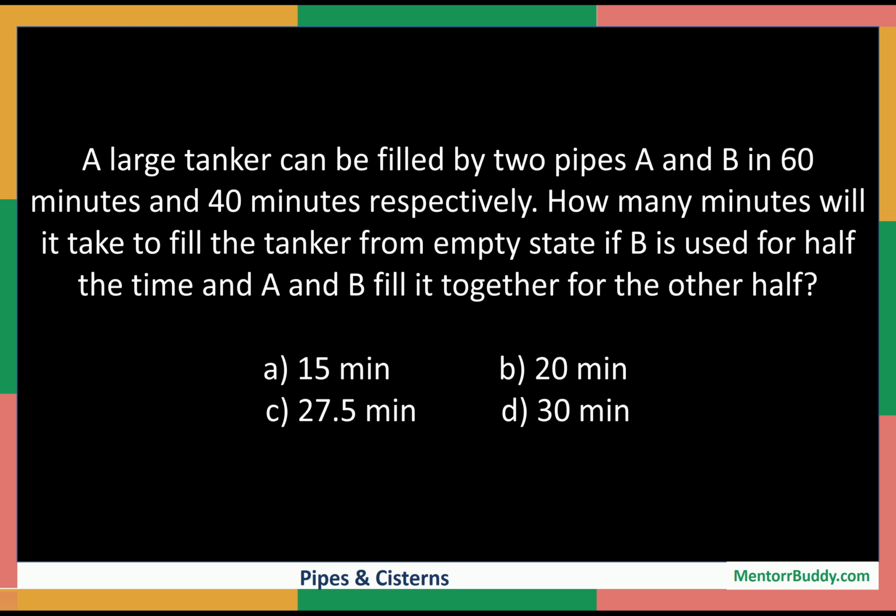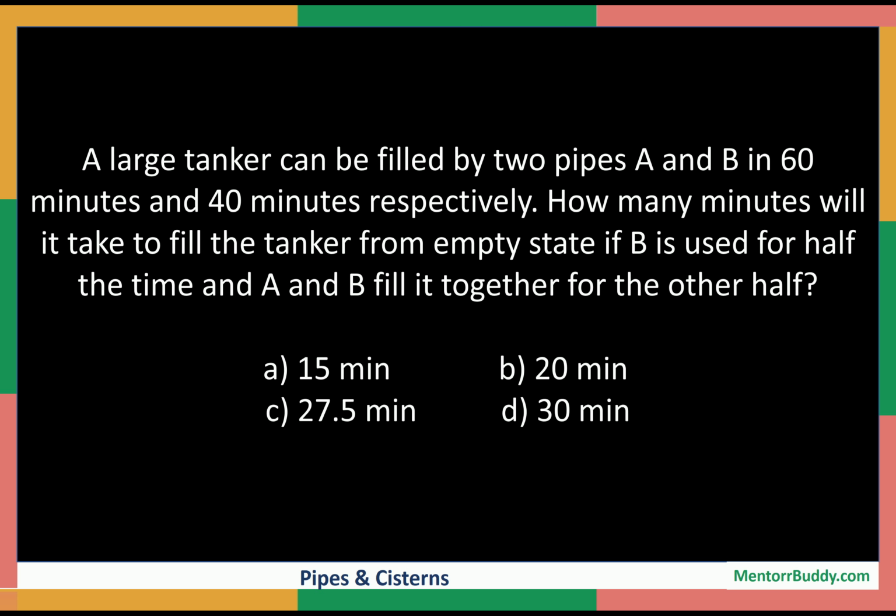It says a larger tanker can be filled by two pipes, pipe A and B, in 60 minutes and 40 minutes respectively. How many minutes will it take to fill the tanker from empty state if B is used for half the time and A and B together fill it for the other half? We have been given four options: A 15 minutes, B 20 minutes, C 27.5 minutes and D 30 minutes. We need to choose one correct option out of these.